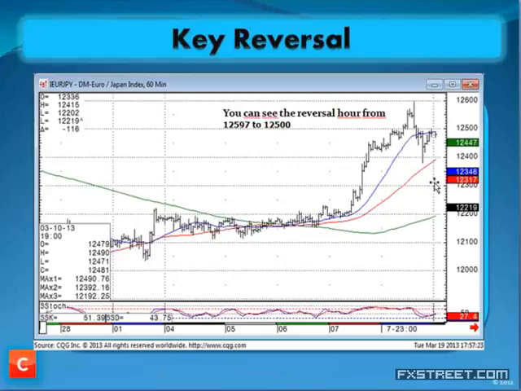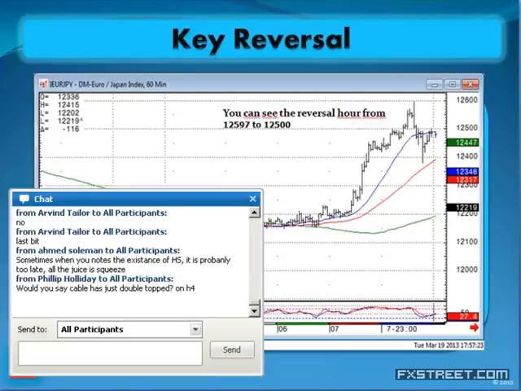I'm still talking like you're actually on. What did I say? Yeah, that's a very good question, Philip. But as I've been doing this, I'm going to get through the course first. We haven't got many more slides to go, and then I'll go back and look at cable, look at euro, I'll look at anything you want, okay? So that's the key reversal.